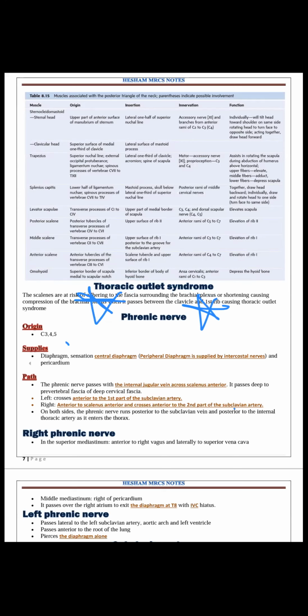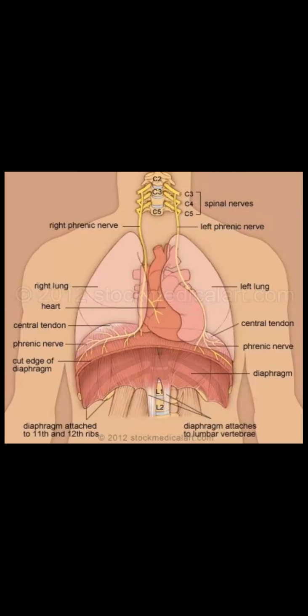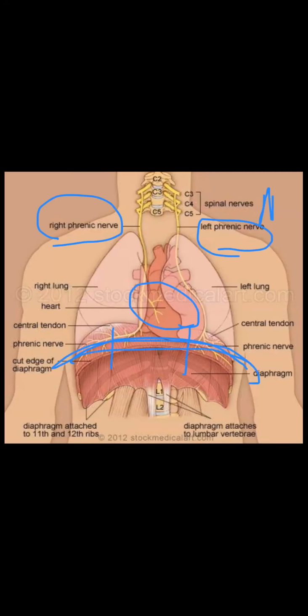Origin of the phrenic nerve is from C3, 4, and 5. I will try to show you a picture showing this phrenic nerve. As you see here, this is the phrenic nerve on the right side and on the left side, arising from C3, 4, and 5. What's its supply? It supplies the diaphragm as motor, while for sensation, it supplies the central part of the diaphragm, associated with the pericardium.